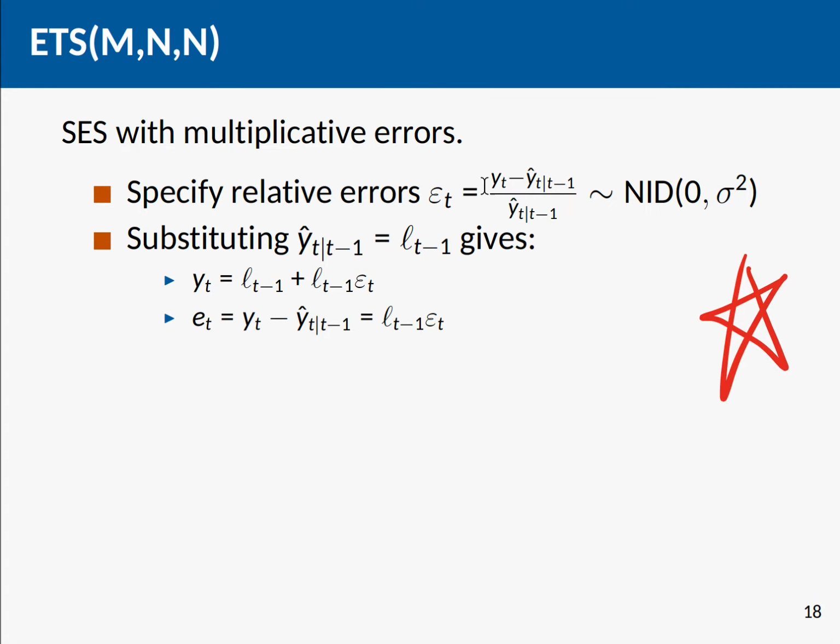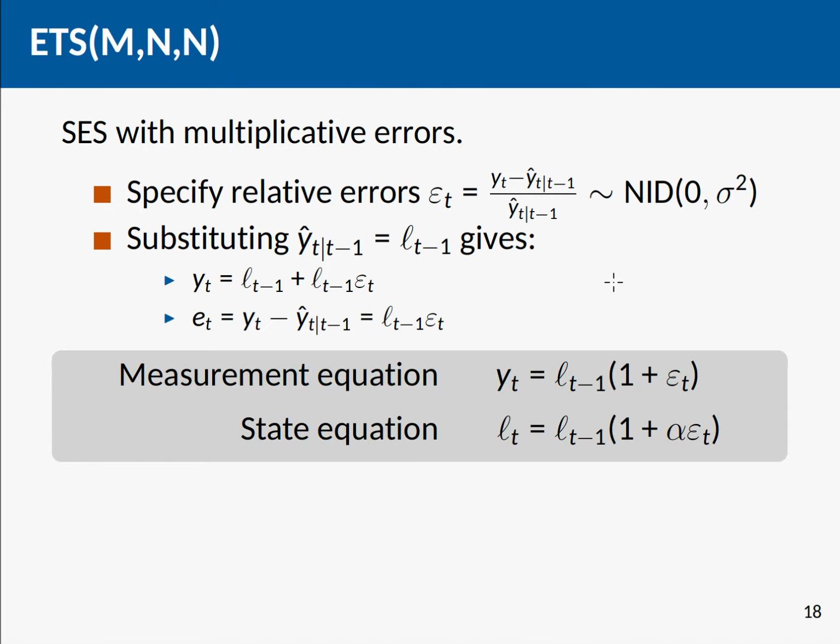Okay, so you have the forecast error in the numerator, and in the denominator you have your fitted value. So again, the assumption is the same, that this is normally identically distributed with mean zero and variance sigma square. Now, if you want to substitute the fitted value and equate it to the level at time t minus 1, you can write it in the error correction form as before.